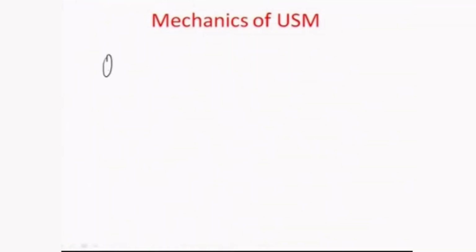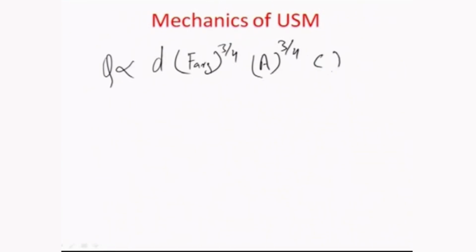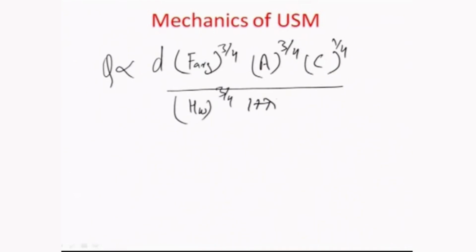So, Q, as you know now, is proportional to d times the average force F average to the power of 3 by 4 times the amplitude of motion of the tool to the power of 3 by 4 times C concentration to the power of 1 by 4 divided by the hardness to the power of 3 by 4, (1 plus lambda) to the power of 3 by 4, times nu, where nu is the average frequency, and thus as you know Q would increase if the grain diameter would increase, okay, obviously because there is a direct proportionality between the two.